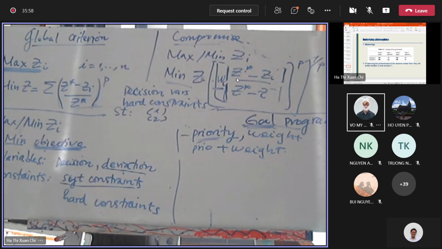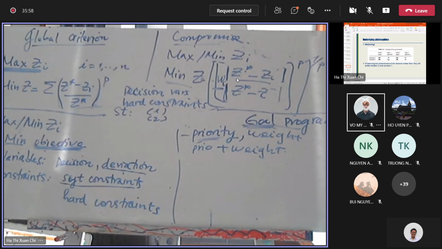So my question is, if you have the weight here, why do we need to have priorities? What is the difference between priority and weight? Who can give me an idea? Okay, please. Based on the weight, we can rank the priorities. Is that correct? Based on weight, we can give the priority. So if you have weight, you can see the priority, right?